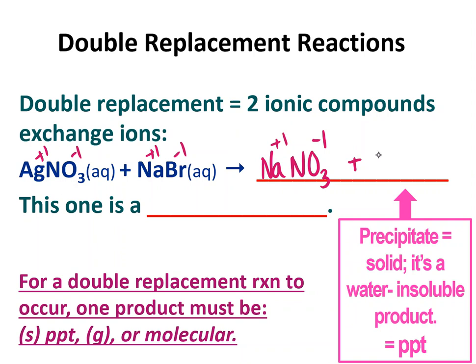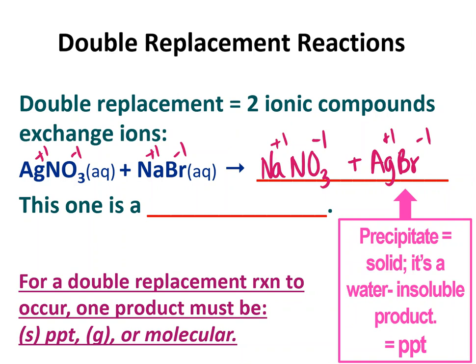My other compound is going to have the silver. Notice their charges don't change. Silver is going to go with the negative part here, which is bromide. And again, this is another neutral compound, so I have a good formula there.